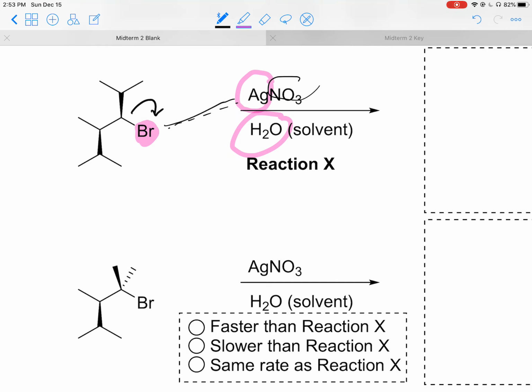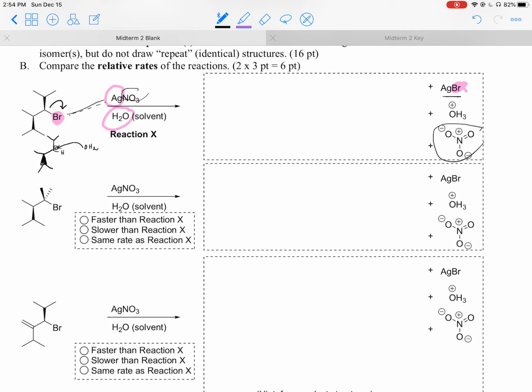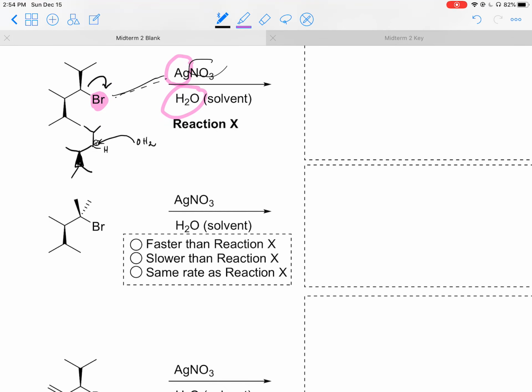So after this bromine leaves, we're going to be left with this, that, and technically an implied hydrogen here, but this is a carbocation. And the water is going to attack this carbocation and then be deprotonated by another water, which is why we end up with H3O+. So basically, we don't need to show the mechanism, but this is kind of the mechanism that happens.